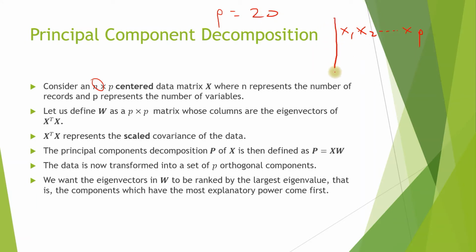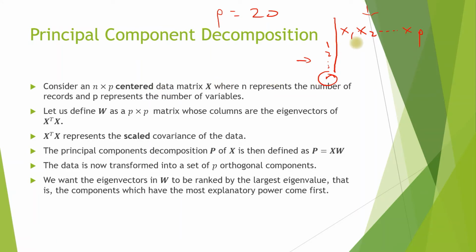And how many policyholders do you have? 1, 2, up to, let's suppose, n policyholders. Let's suppose 10,000 policyholders. I don't know. So this is what it is saying by n times p. So you have n rows in your data, and then you have p columns in your data, where n represents the number of records and p represents the number of variables.